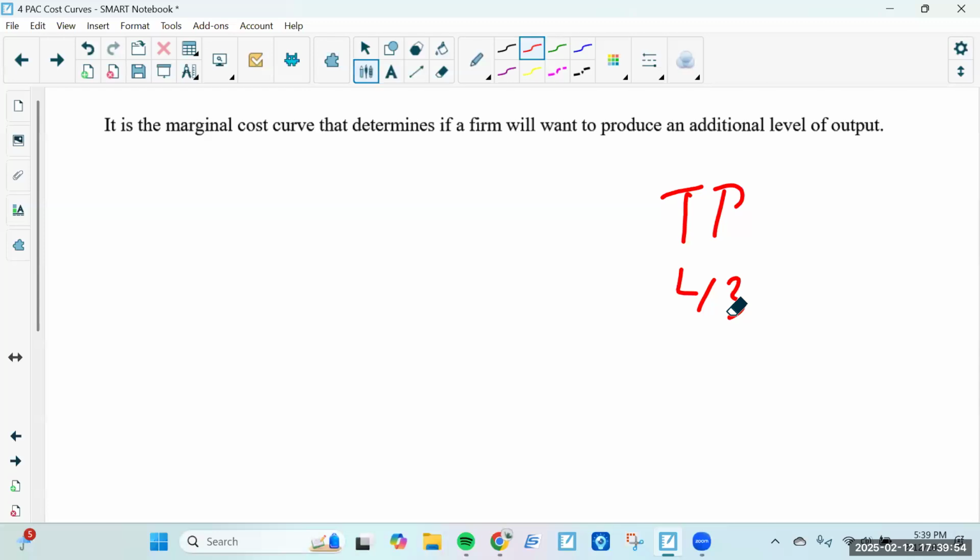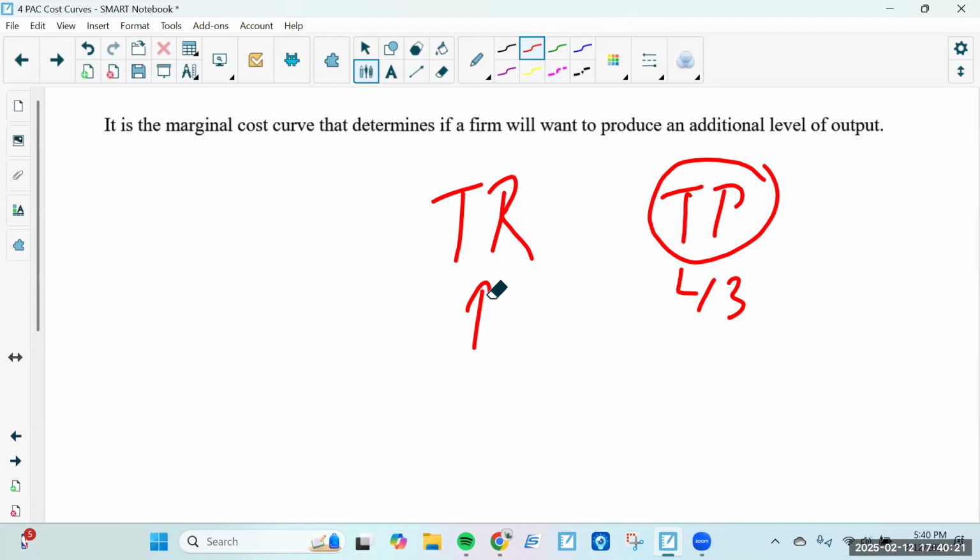Well, I said this last week. Businesses are not in business to maximize their total product, to produce as much as they can produce. Businesses are not in business to produce at the lowest cost. Businesses are not in business to maximize total revenue. Okay, total revenue is money coming in the cash register. Businesses are in business to maximize their profits.